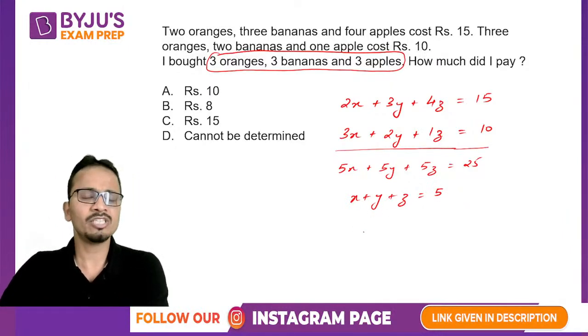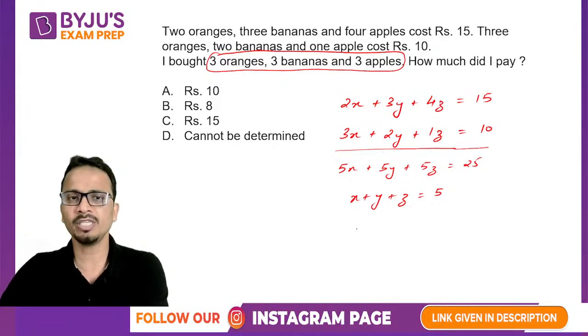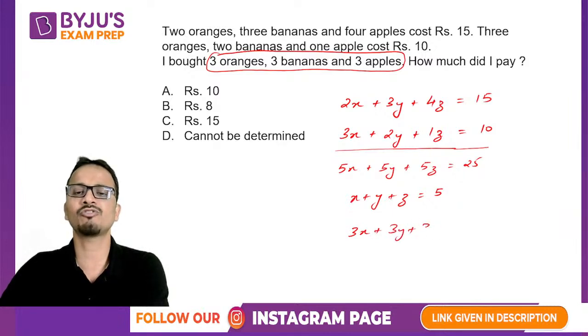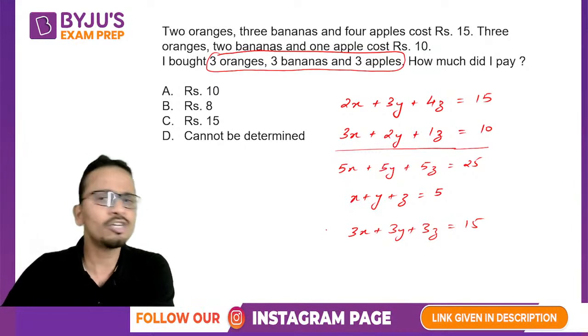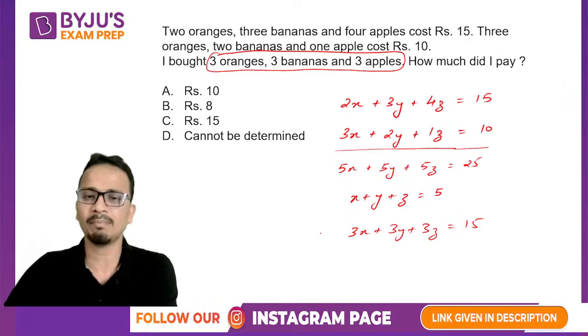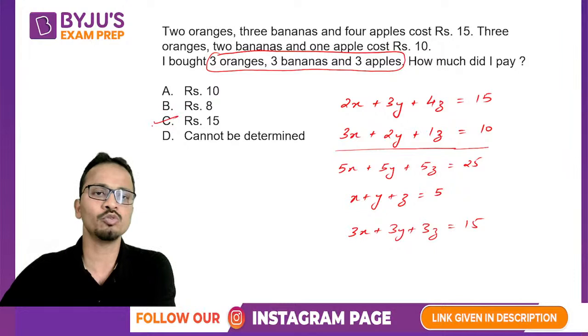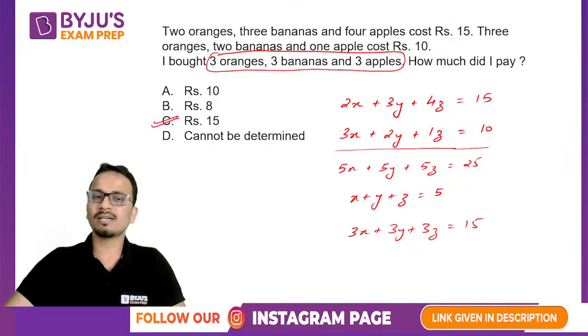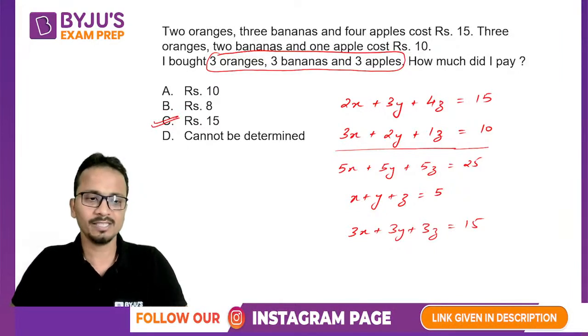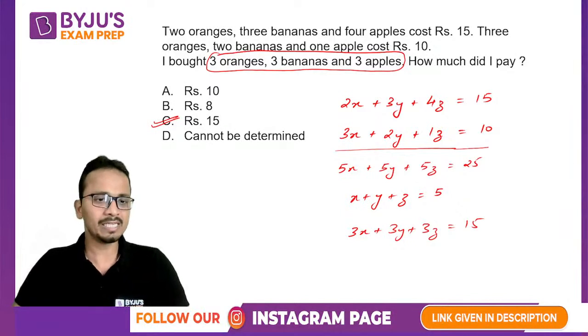Now to obtain 3x plus 3y plus 3z, you can multiply this entire equation by 3 on both sides. So 3x plus 3y plus 3z will be equal to 15. So the cost of 3 oranges, 3 bananas, and 3 apples will be equal to 15. So the correct answer is option C. All right. Am I clear?